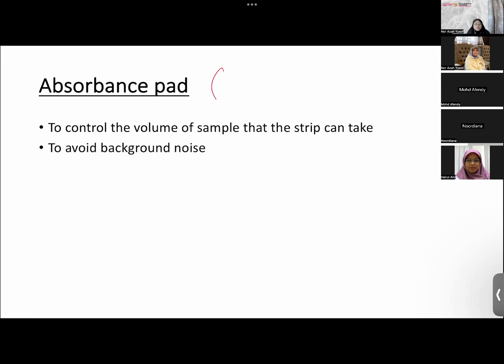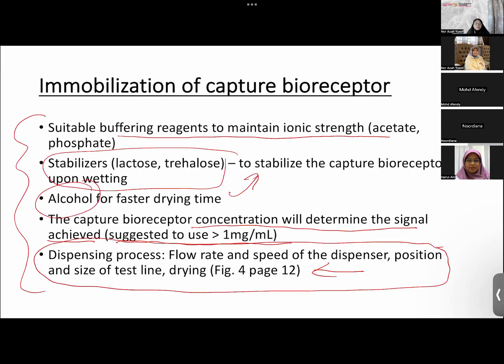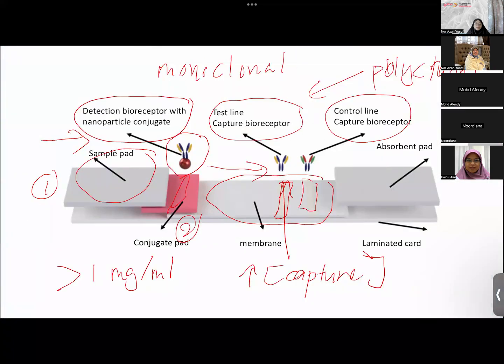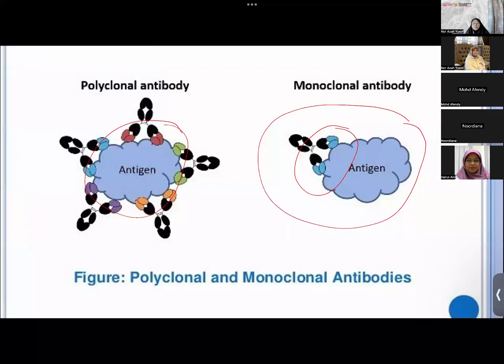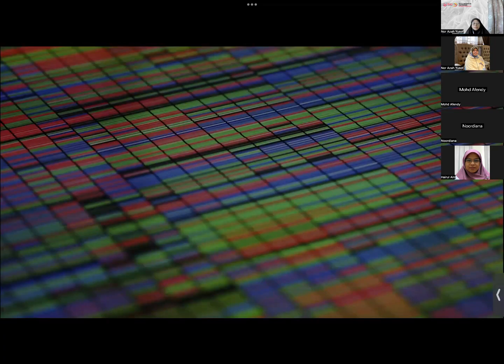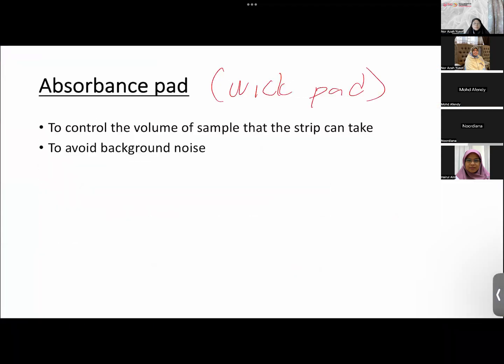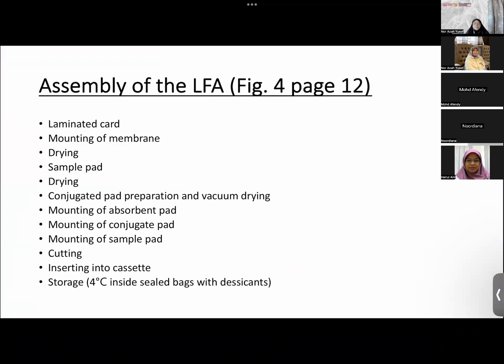Of course, this is the absorbent pad, sometimes called the wicking pad, at the end of the lateral flow strips. It is very important because it will stop the movement of the liquid, and it will also stop the back wash. We don't want the liquid to go back, because that will destroy whatever process we are doing. So the absorbent pad, or wick pad, is very important as well. The whole process that I have discussed just now, you can view in figure 4, page 12.